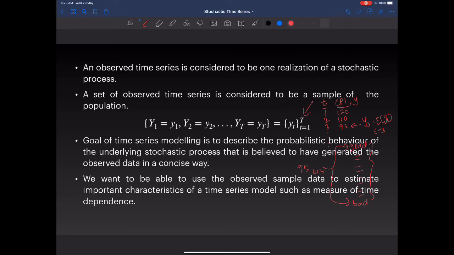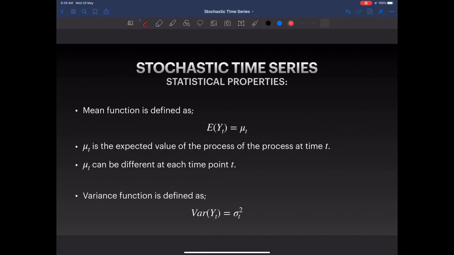Of course, when we model the time series, we want to describe the probabilistic behavior of the underlying stochastic process, which we believe generates the observed data, in a concise way. Let's take a look at the properties of stochastic time series.